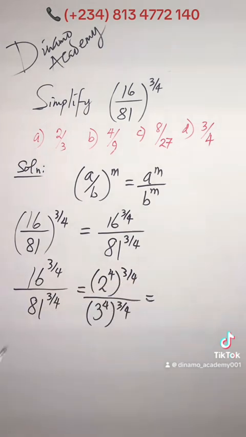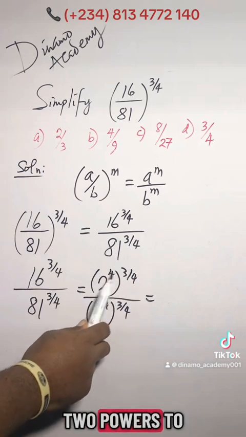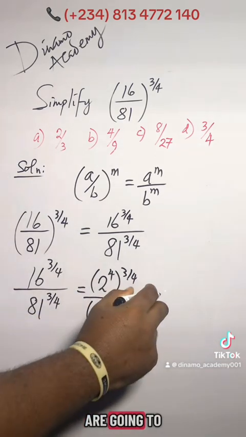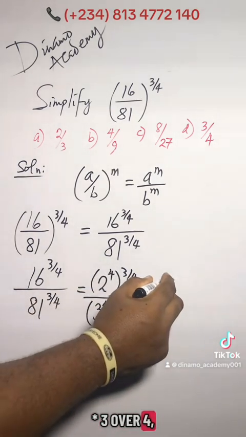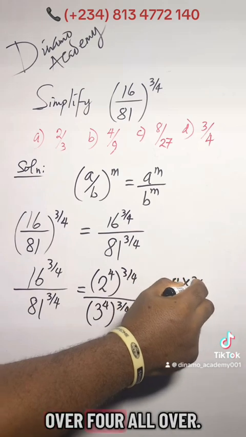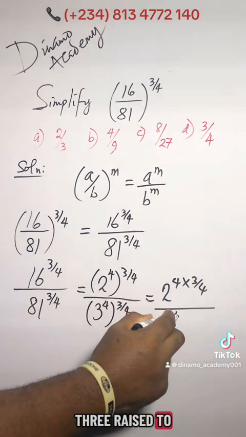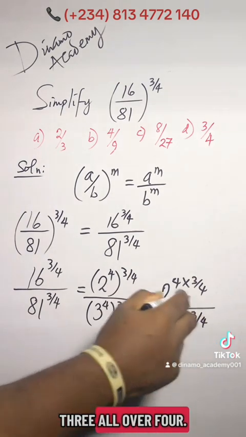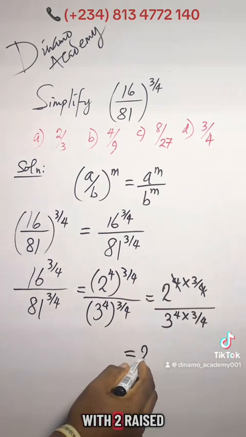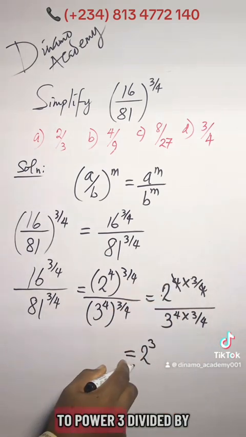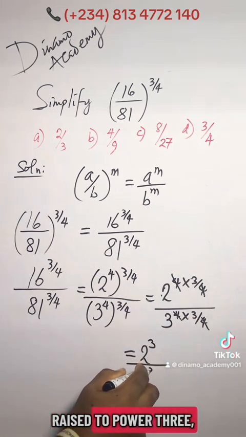At this point, another law of indices says that we are free to multiply the two powers when we have two powers to a particular base. And so we are going to have 2 raised to the power 4 times 3/4, all over 3 raised to the power 4 times 3/4. Now, 4 can divide 4, and we are left with 2 raised to the power 3 divided by, here again, 4 divides 4, and we have 3 raised to the power 3.